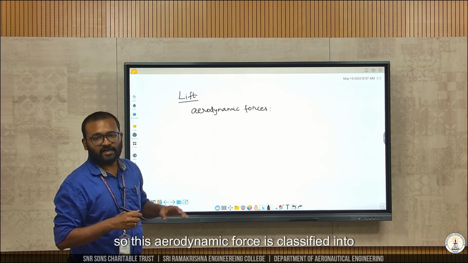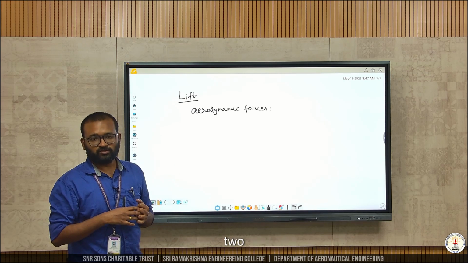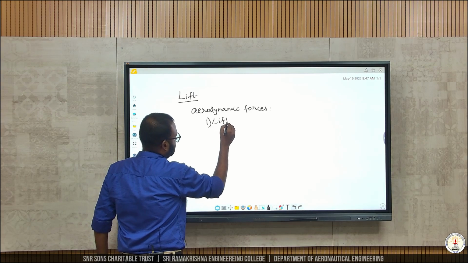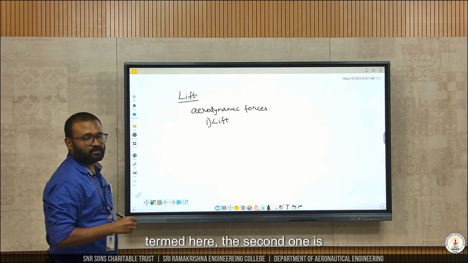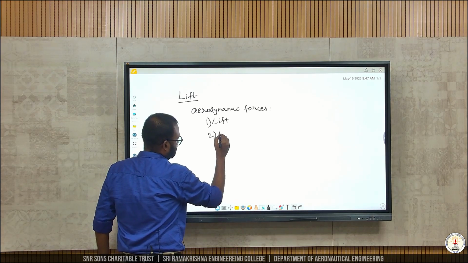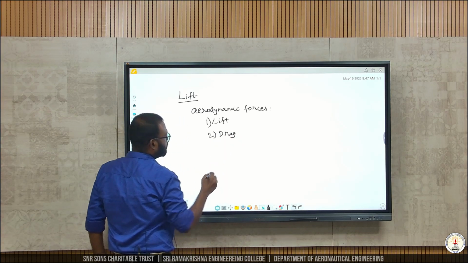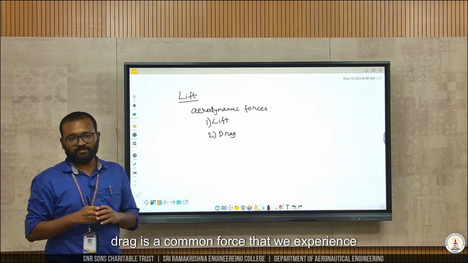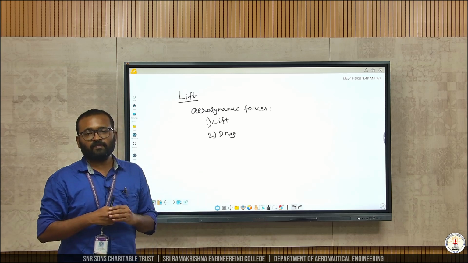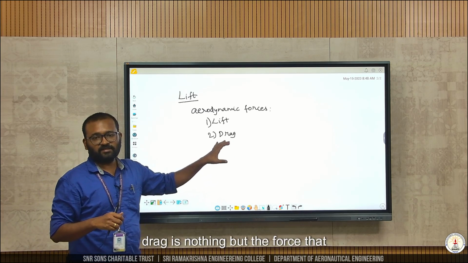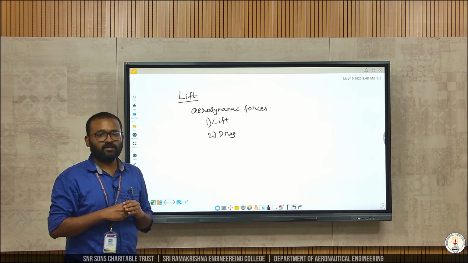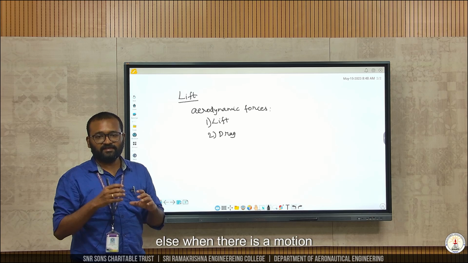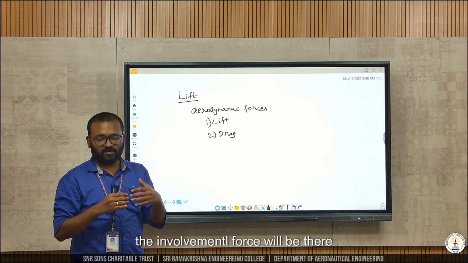So this aerodynamic force is classified into two actually. One is lift, that I have already termed here. The second one is drag. Drag is a common force that we experience every day other than lift. Drag is nothing but the force that opposes a motion. As I said already, whenever there is a force involved, there will be a motion. Else, when there is a motion, there is the involvement of force.